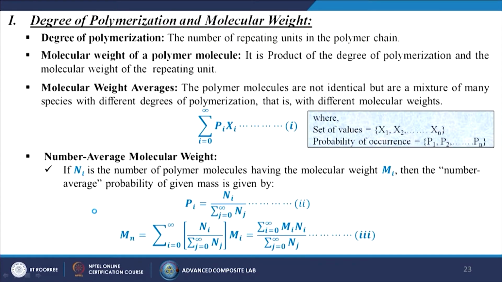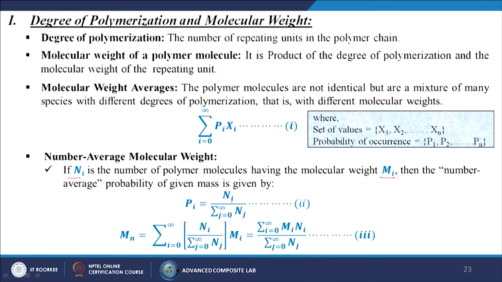So, it is generally the summation over i from 0 to infinity of pi xi. What is the number average molecular weight? If Ni is the number of polymer molecules having the molecular weight Mi, then the number average probability of a given mass is generally Pi equal to Ni by the summation over j from 0 to infinity of Nj.